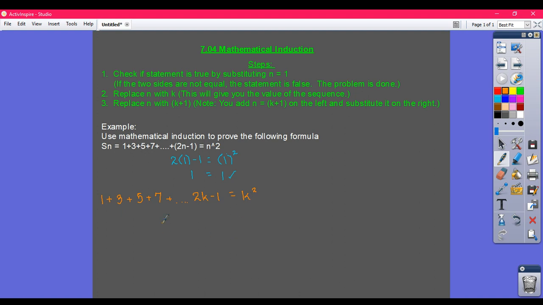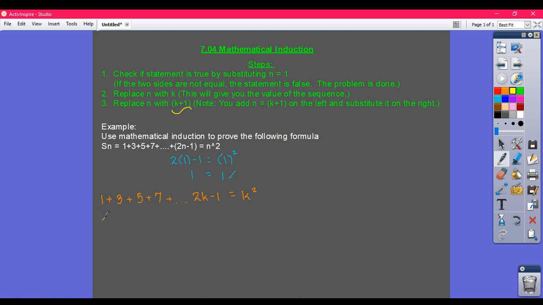So that's just something to keep in mind when we go to the third step, which is to replace n with k plus 1. Please note that I put k plus 1 in parentheses because anytime you substitute anything with a plus or minus sign, meaning an expression, it should be in parentheses. So anything that needs to be distributed is done correctly.